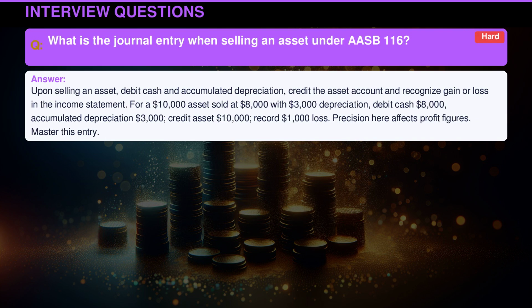Upon selling an asset, debit cash and accumulated depreciation, credit the asset account, and recognize gain or loss in the income statement. For a $10,000 asset sold at $8,000 with $3,000 depreciation, debit cash $8,000, accumulated depreciation $3,000, credit asset $10,000, record $1,000 loss. Precision here affects profit figures.